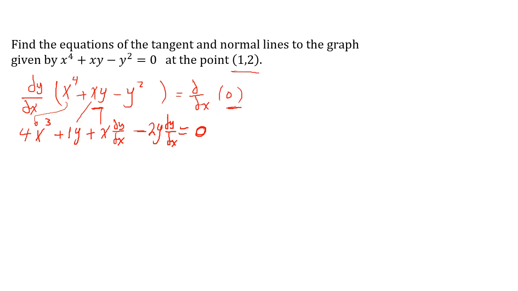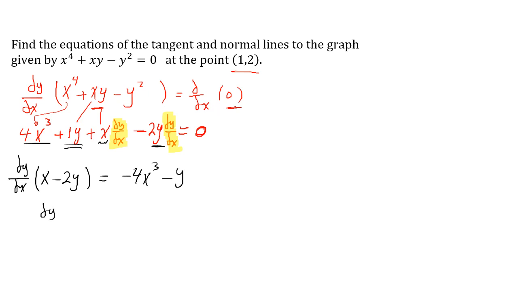Now I have dy by dx here and I have dy by dx there. So I'm going to take dy by dx as a highest common factor. So dy by dx, the remainder here is x minus the remainder there is 2y. And by moving 4x to the power of 3 to the other side, it's negative 4x to the power of 3, and positive y is going to be negative y. So dy by dx is equal to negative 4x power 3 minus y, divided by x minus 2y.